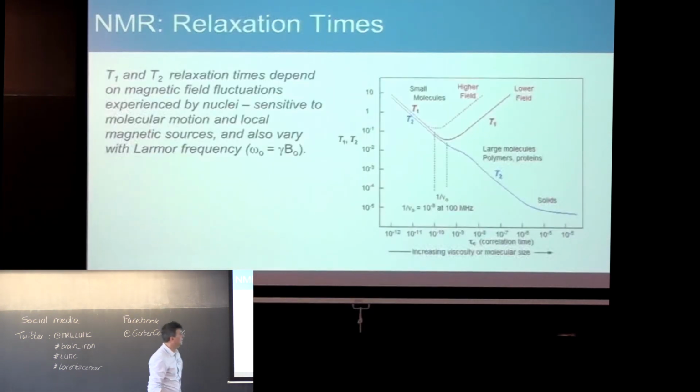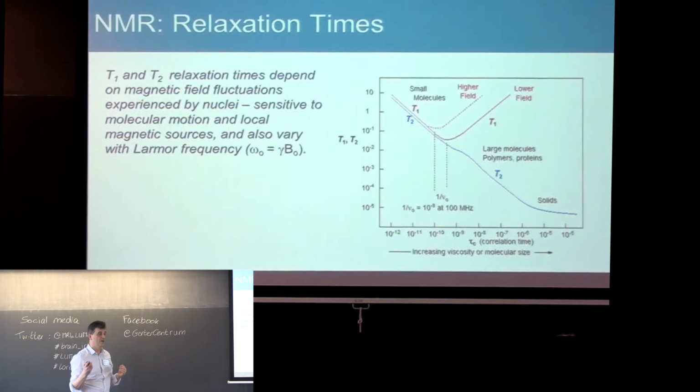So how do these times vary, or what do they depend on? They depend on, as I said, lots of different things. They're driven really by fluctuations in the magnetic fields which are experienced by individual nuclei.